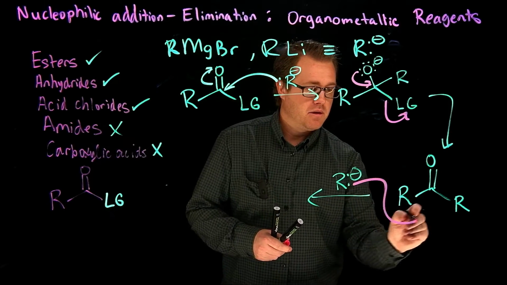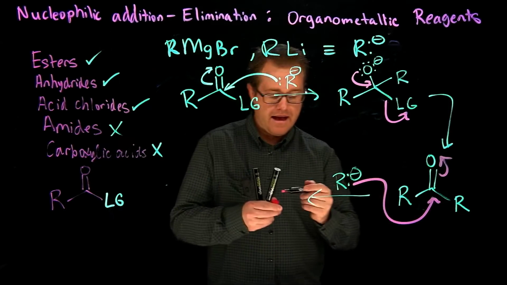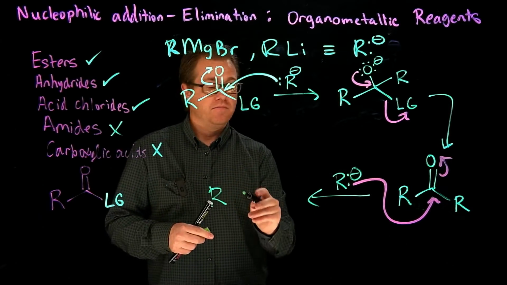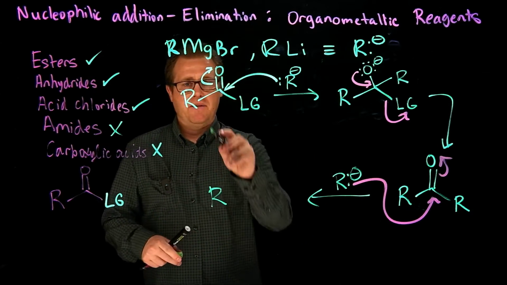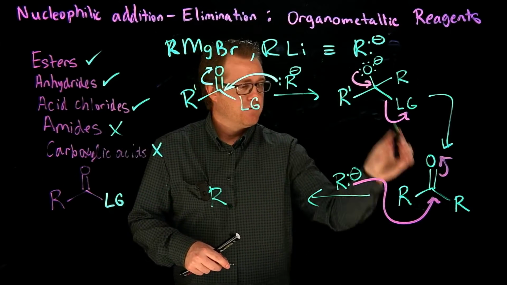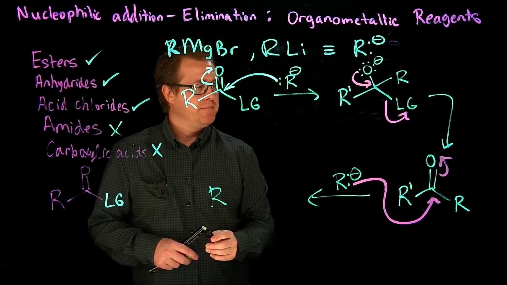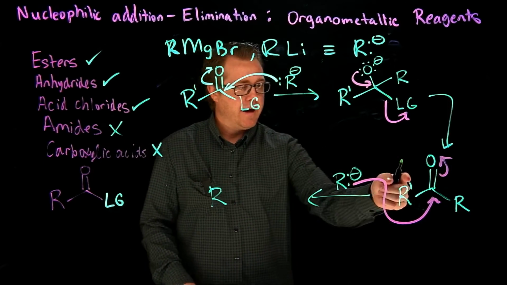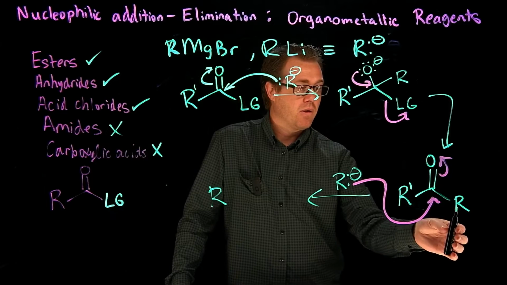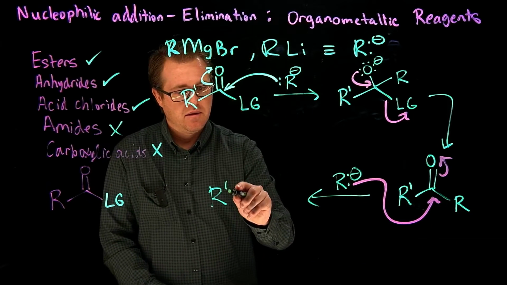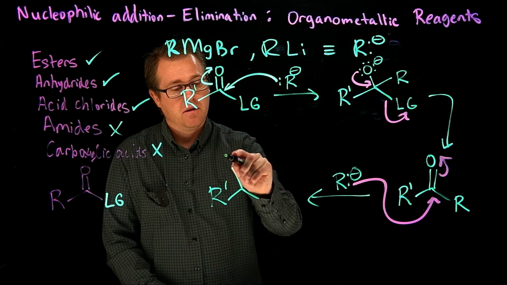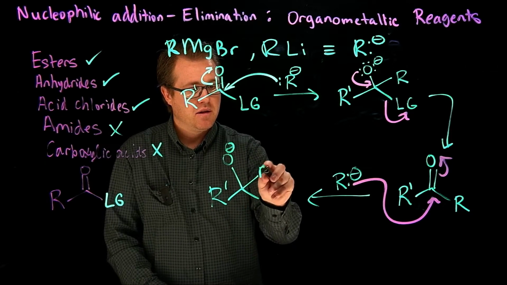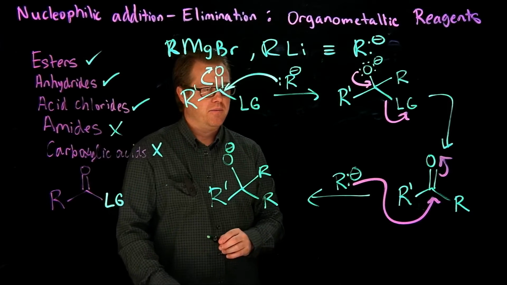And it's going to come in, do that. And then we generate this species right here. I want to differentiate that R right there, so I'm going to put a little symbol right there. And the R without the little line is going to represent the organometallic reagent. Then we have the alkoxide, negatively charged oxygen, another R group, another R group.